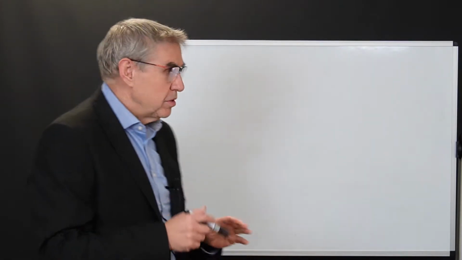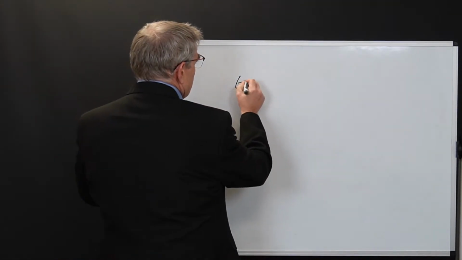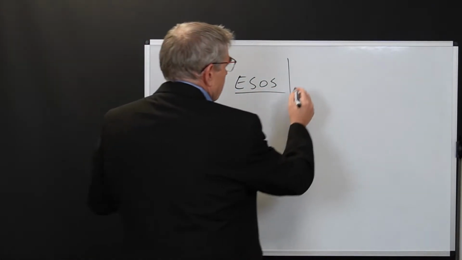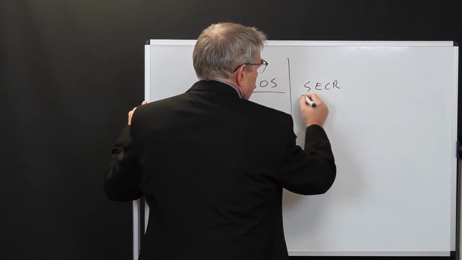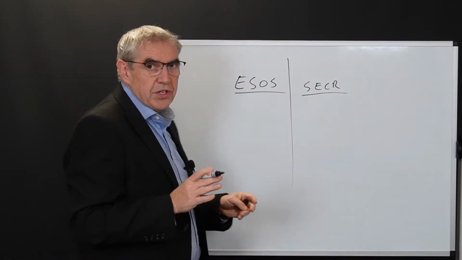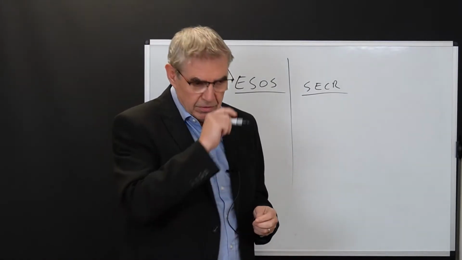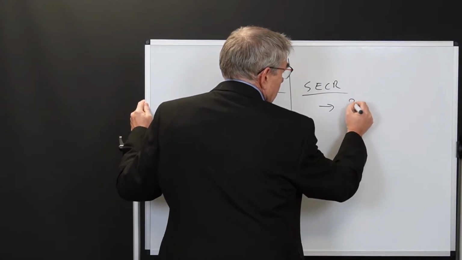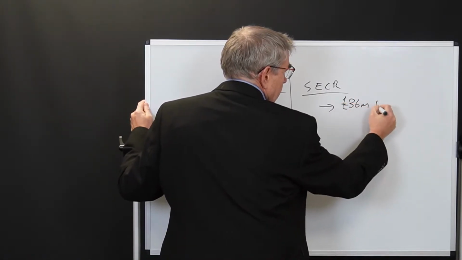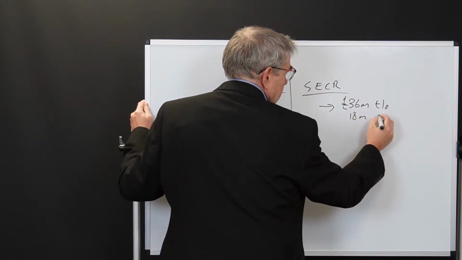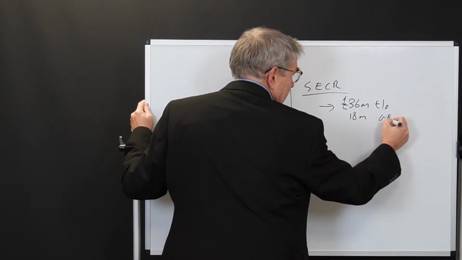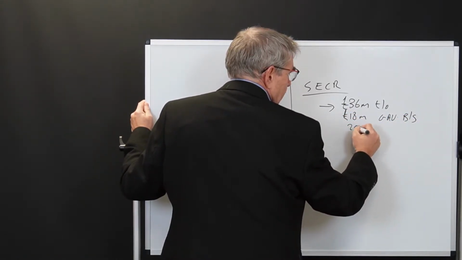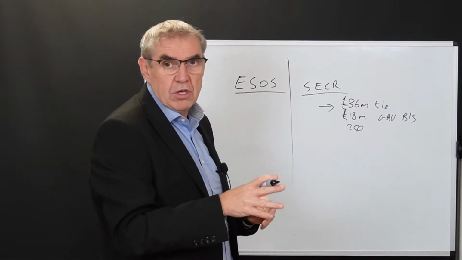Okay, so we've got 2 standards here in the UK, ESOS, the Energy Saving Opportunity Scheme, and SECR, the Streamlined Energy and Carbon Reporting. They've got different qualification criteria, okay? So to start with down here, the qualification criteria are £36 million turnover, £18 million gross asset value on the balance sheet, and 250 staff, and you need 2 out of 3 of those to qualify.